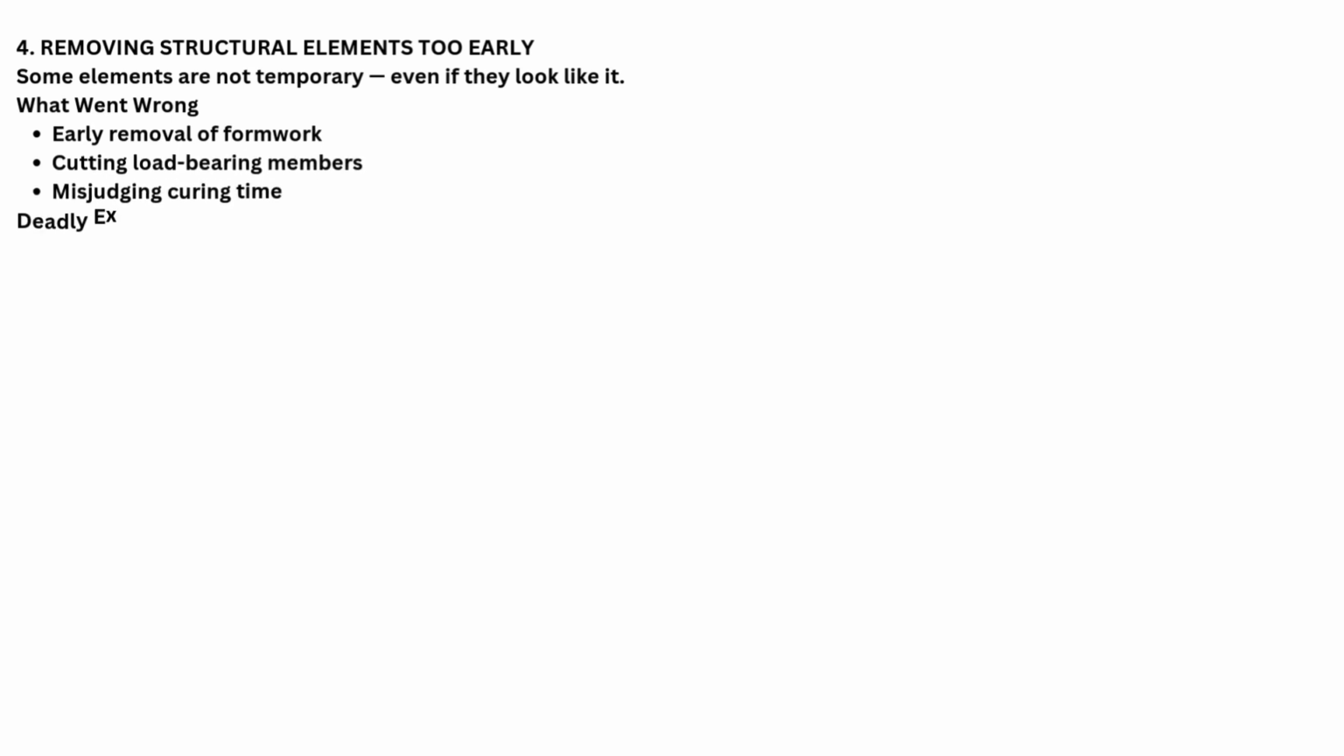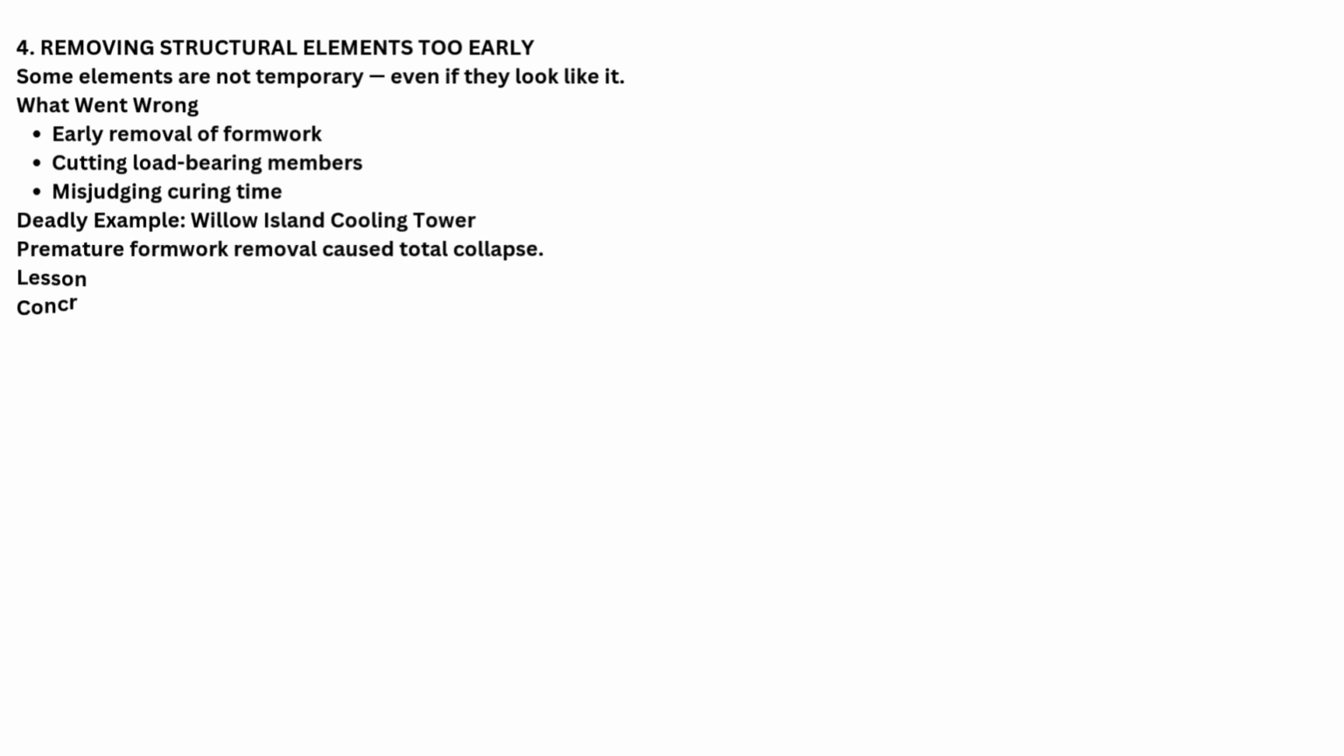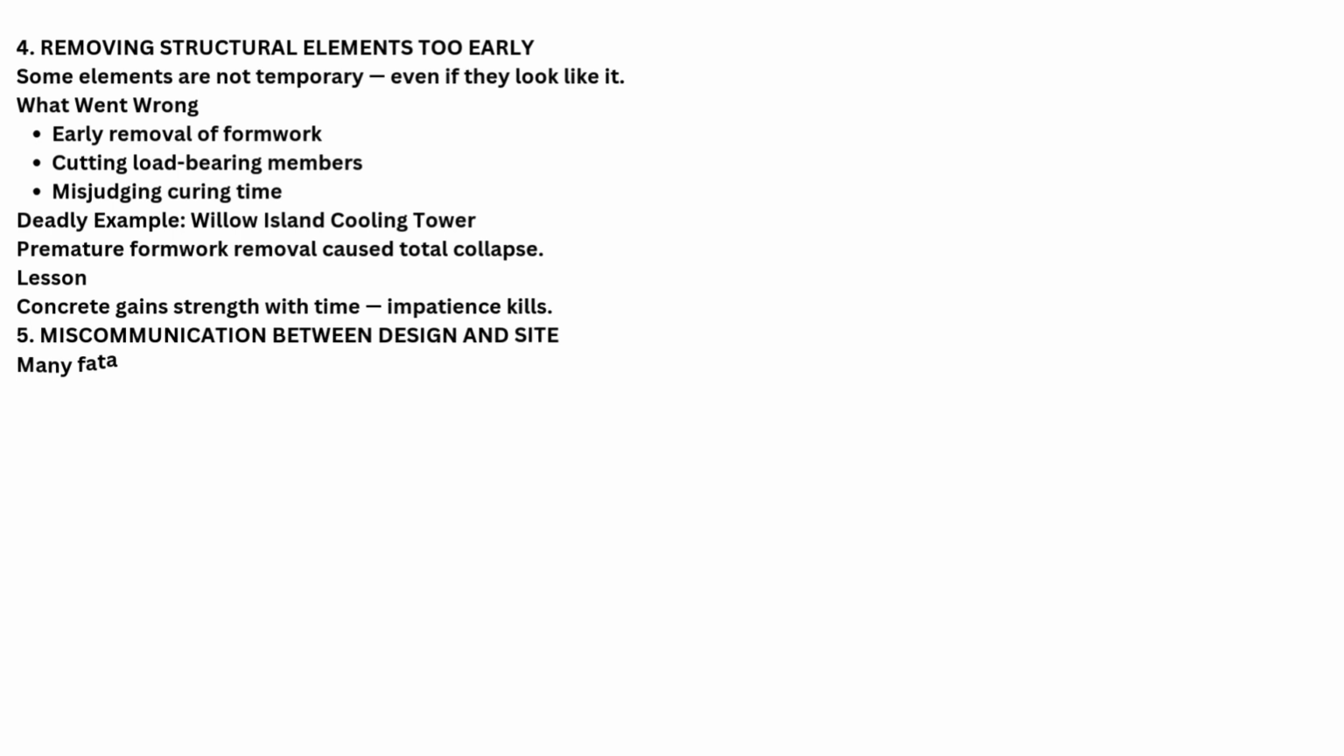4. Removing structural elements too early. Some elements are not temporary, even if they look like it. What went wrong? Early removal of formwork, cutting load-bearing members, misjudging curing time. Deadly example: Willow Island Cooling Tower. Premature formwork removal caused total collapse. Lesson: concrete gains strength with time. Impatience kills.